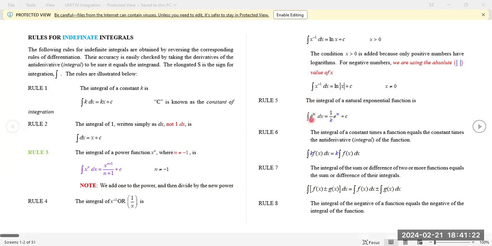However, the integral of e to the kx is going to be e to the kx over k, because once I integrate the function, I'm going to write back the same function.